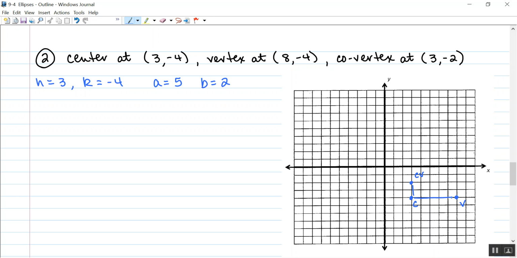Since this has a horizontal orientation, I'm going to have x over a. So (x minus 3) squared over a squared, so 25, plus (y minus -4) squared over b squared, which is 4, and that equals 1. And that's the equation of that ellipse.